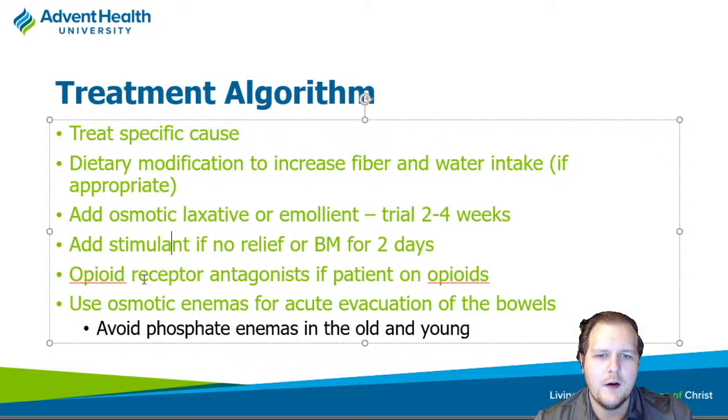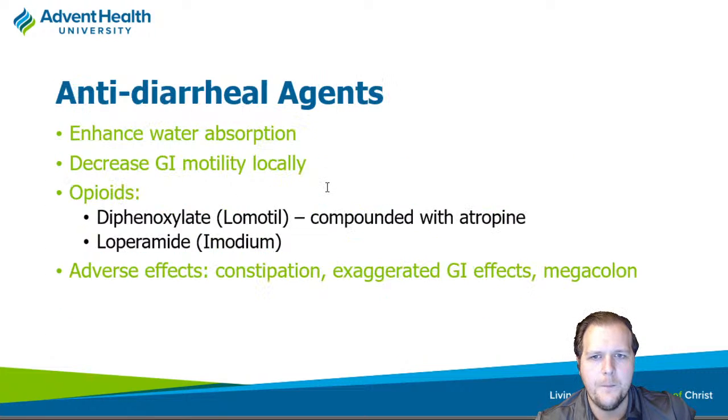And then for very acute evacuation of the bowels, that's where we utilize our osmotic enemas. So things like sodium phosphate enemas and whatnot, you're going to be utilizing there. But again, be careful if you have a very old or very young patient. I'm talking like less than 2, usually less than 1. Be very cautious with that. And then elderly patients, especially those with renal dysfunction or something like that, you want to be cautious in them as well. So just something to consider.